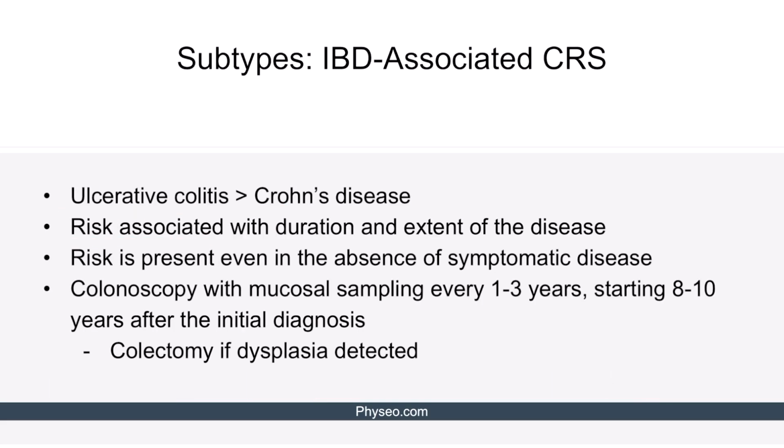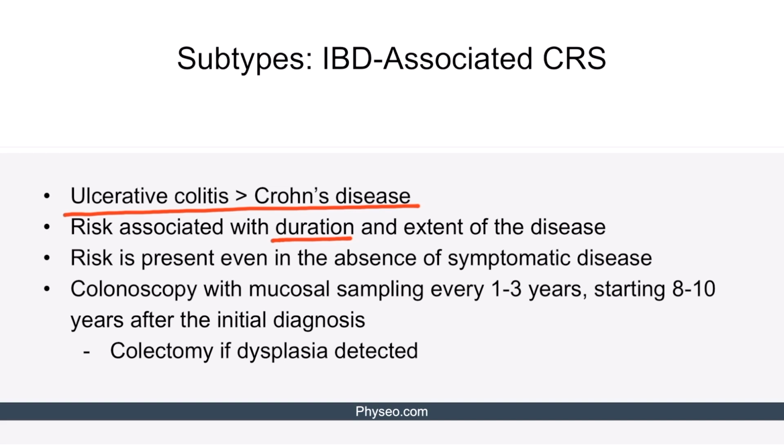So now let's address the IBD-associated colorectal cancer, or those associated with ulcerative colitis and Crohn's disease. The risk of colon cancer is increased in both of these conditions. However, ulcerative colitis confers a greater risk compared to Crohn's disease. And the risk is increased with the duration. So the longer the patient has the disease, the greater the risk of developing colon cancer.